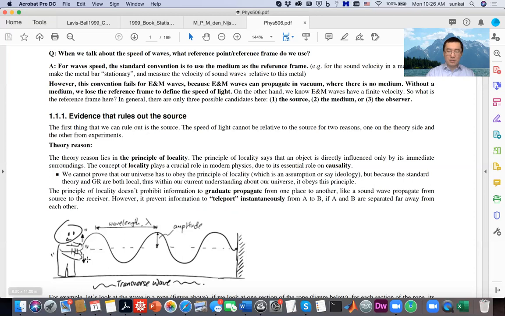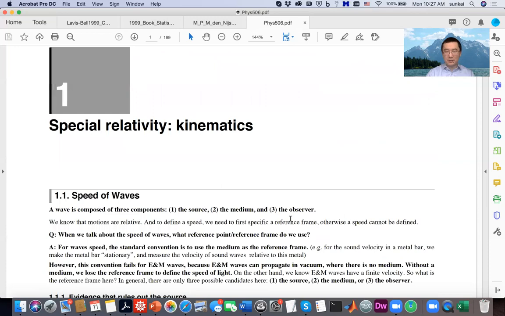I'm measuring the speed of light in this area, I should not care about what the source is doing. But if it's a third option, if it's relative to the observer, I'm measuring under this area and my observer is also under this area, it's local. It does not violate the principle of locality. At least the third option is much better than the first assumption, okay?